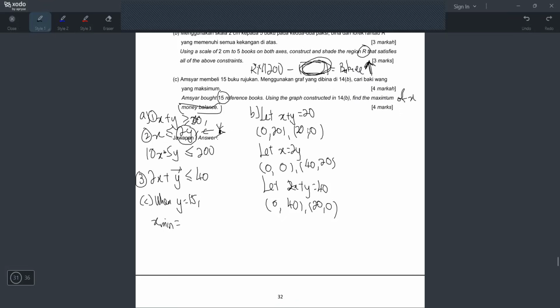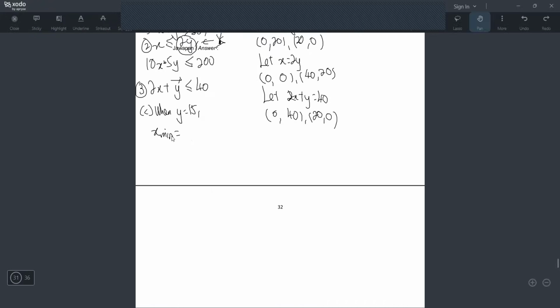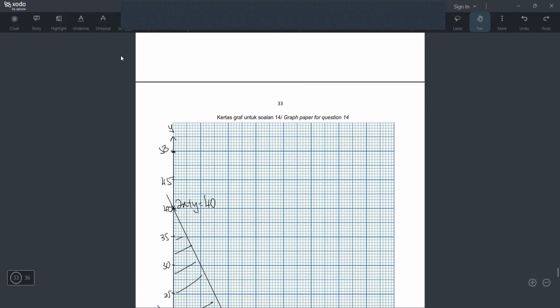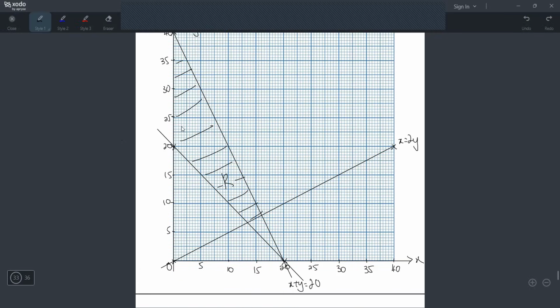If the question asks like that, it's very obvious already, right? But this question, they are finding maximum money balance. So if you want your balance to be maximum, it means you have to spend less. It means you have to find the X minimum. I hope you understand. So now I'm going to go to Y equals 15 and find X minimum. So this is my graph. Y equals 15 is here. I will draw a dotted line. And the moment the dotted line touches the curve, that is when I draw down to the X axis. This is the X minimum, right?